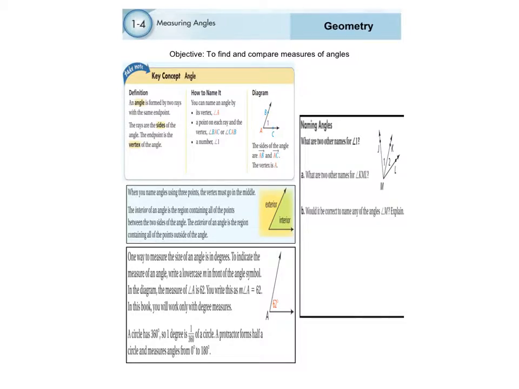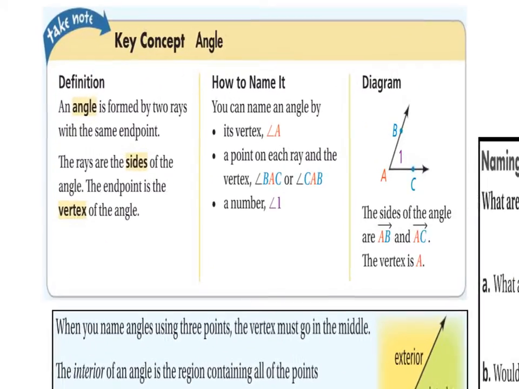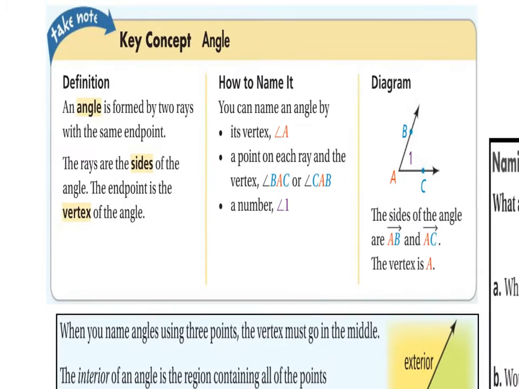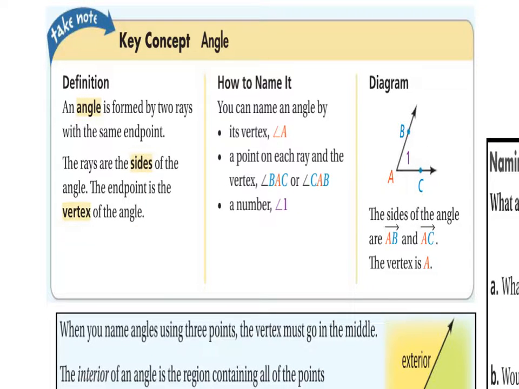So as we look at this here, let's first start with what an angle is. We talked about this in your definitions already. An angle is formed by two rays with the same endpoint. Okay, so they're formed by two rays with the same endpoint. The rays are the sides, the endpoint is the vertex, okay?